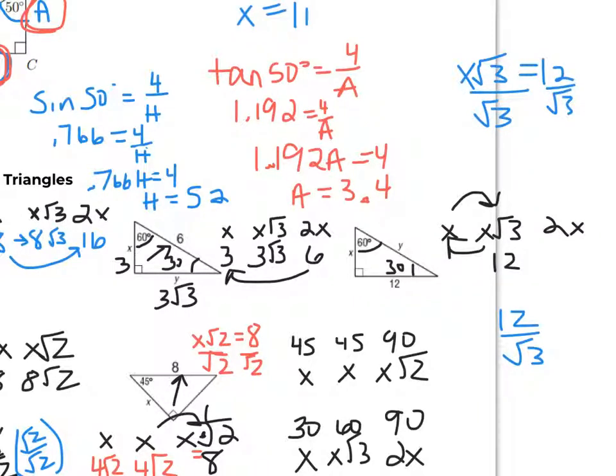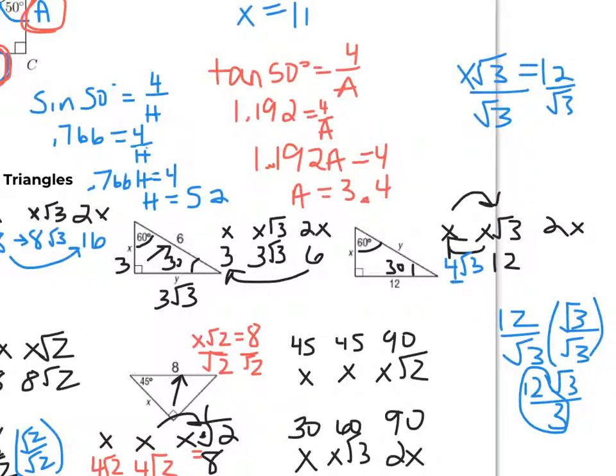Whatever makes more sense to you at this point. So we want to rationalize the denominator. So that means multiply by square root of 3 over square root of 3. That gives me 12 root 3 over 3. And 12 over 3 is going to reduce to 4 square root of 3. Once I have that, I'm going to multiply the front by 2 to get 8 square root 3.